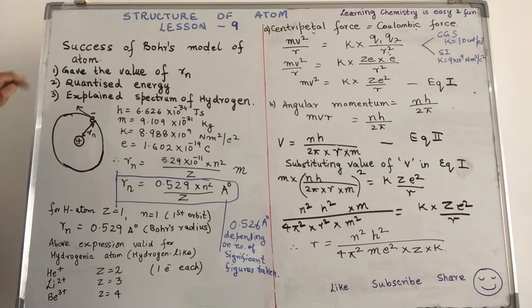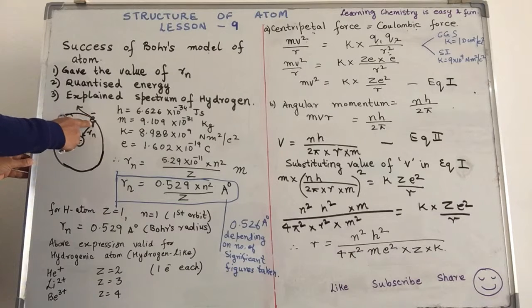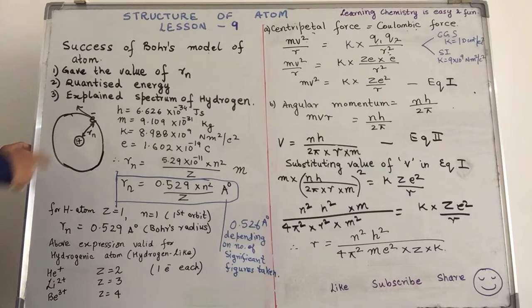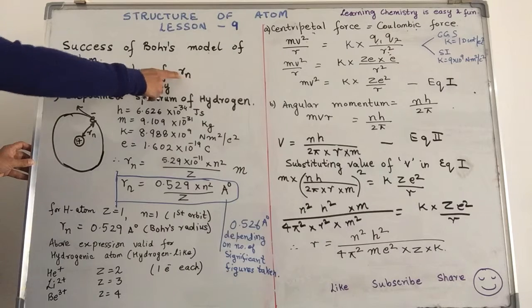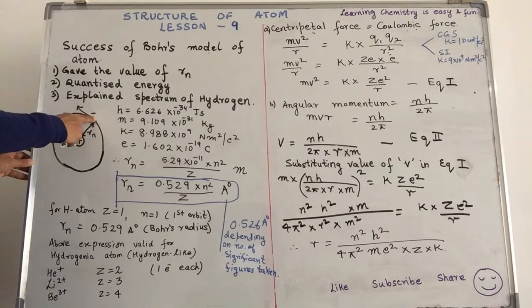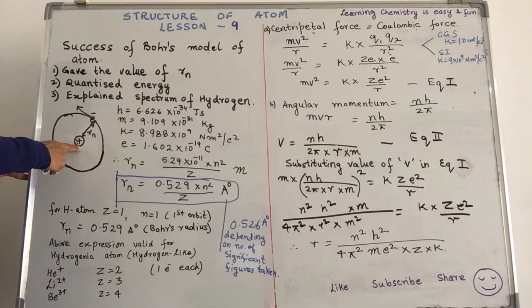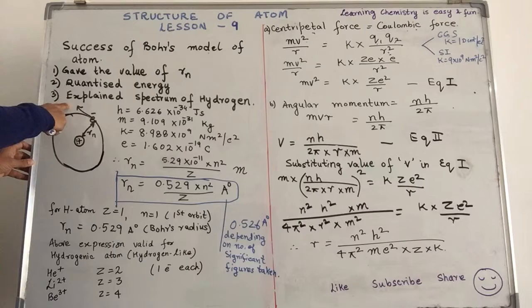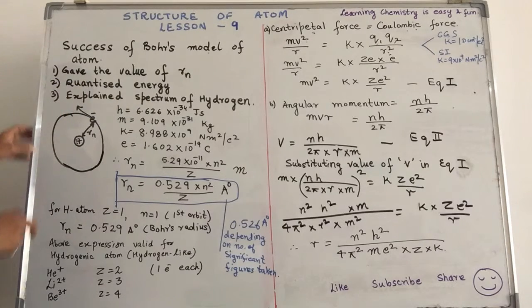Some of the successes of Bohr's model were that he was successful in what we call quantization of energy. He predicted that an electron in a particular orbit will always be associated with a fixed amount of energy. On the basis of that, he was able to calculate the distance of an electron in an orbit from the nucleus. On the basis of his model, he was also able to explain the spectrum of hydrogen. All these things we shall be dealing with in separate step by step videos. This particular video I'm concentrating on the value of Rn.